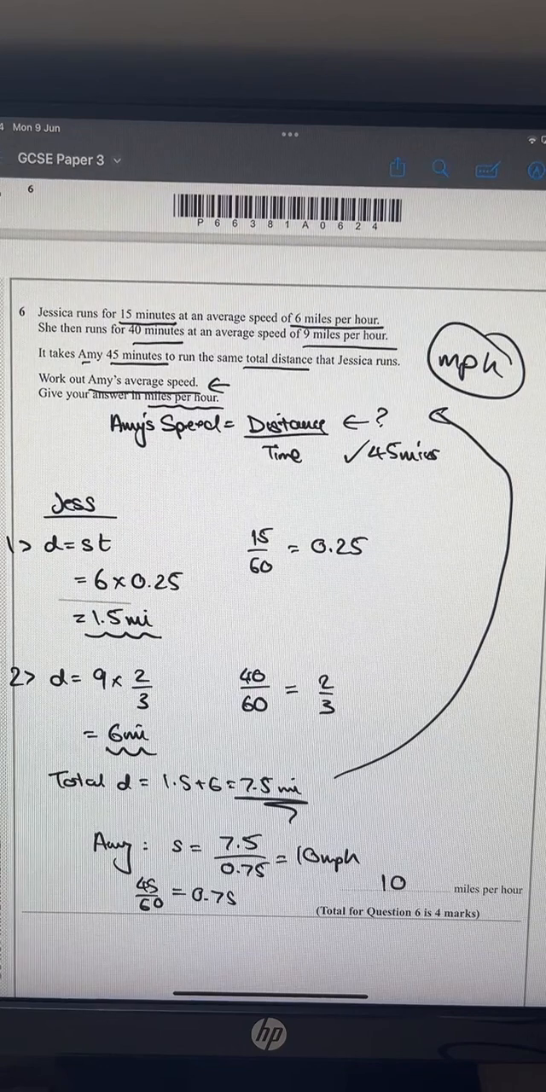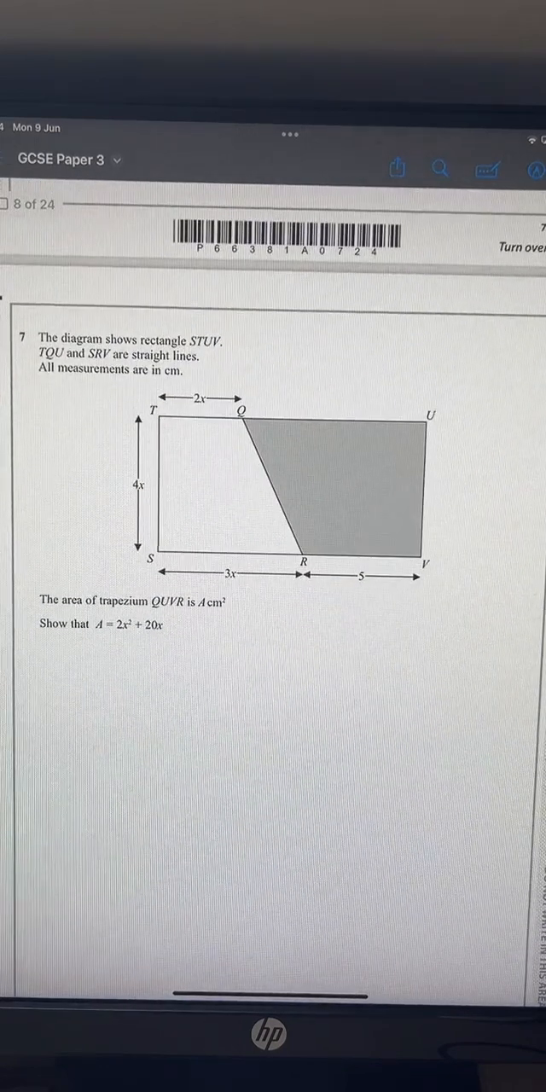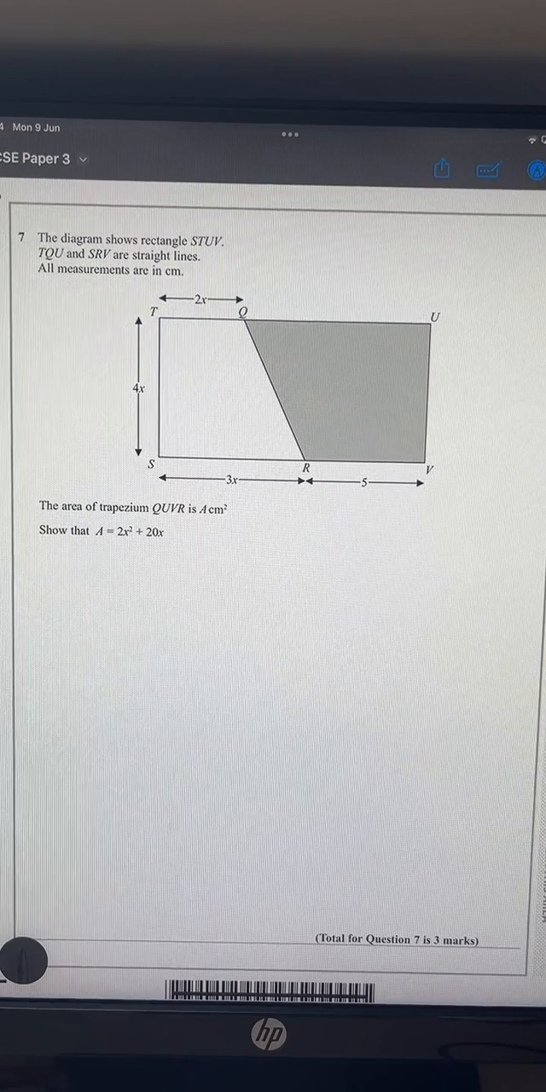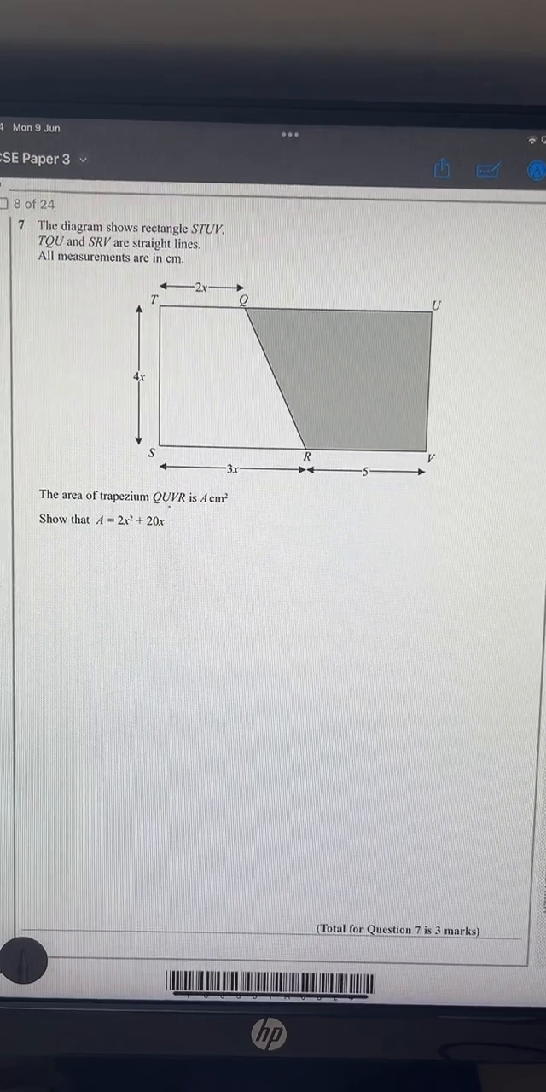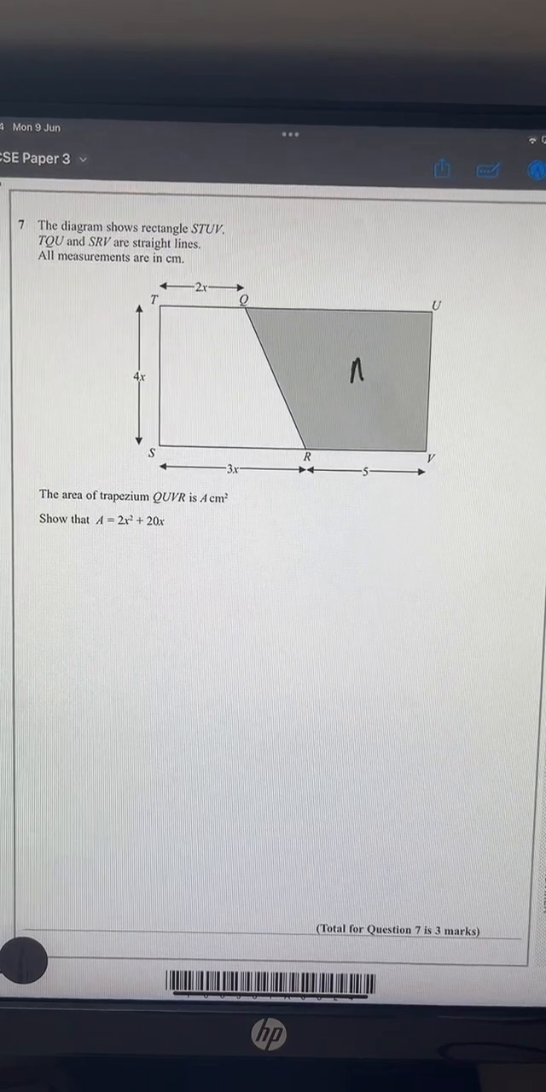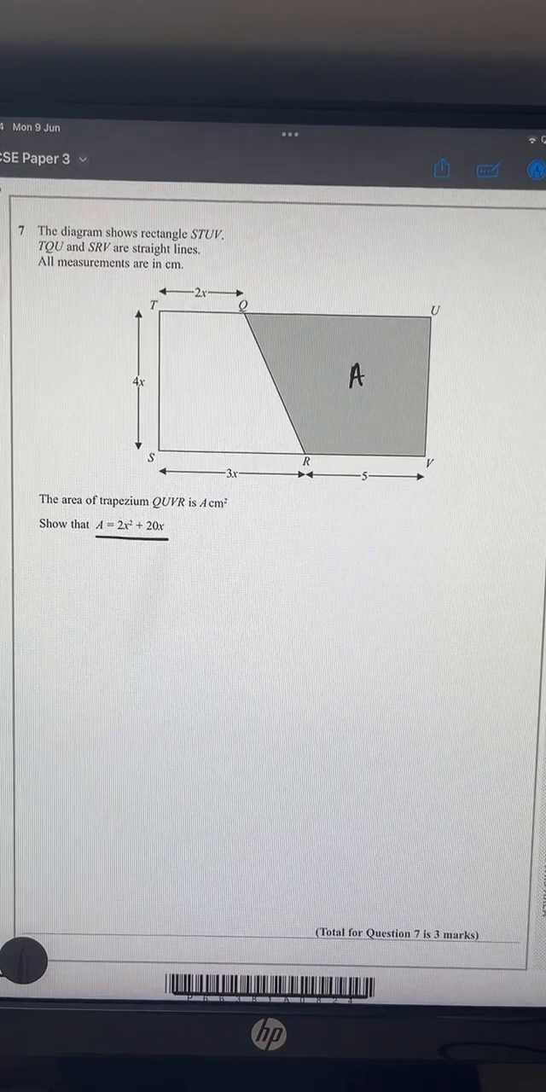All right, let's move on to question 7 now. The diagram shows a rectangle STUV, TQU, and SRV are straight lines, and all measurements are in centimeters. They just have this bit of waffle at the start of every question, just to make sure they can't be faulted. So the area of trapezium QUVR is 8 centimeters squared. So which one is this, QUVR? That is going to be QUVR. So I'm going to label this A as my area, yeah? Show that A is equal to 2x squared plus 20x.